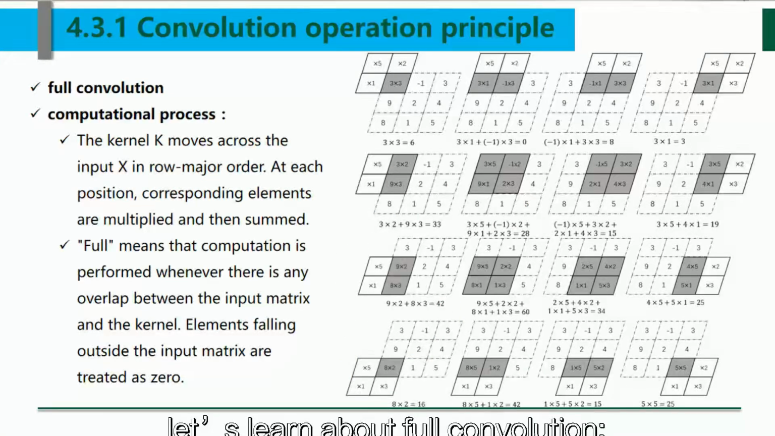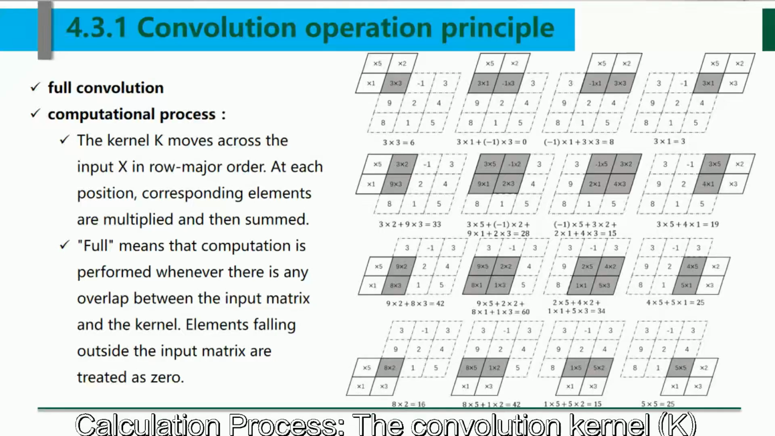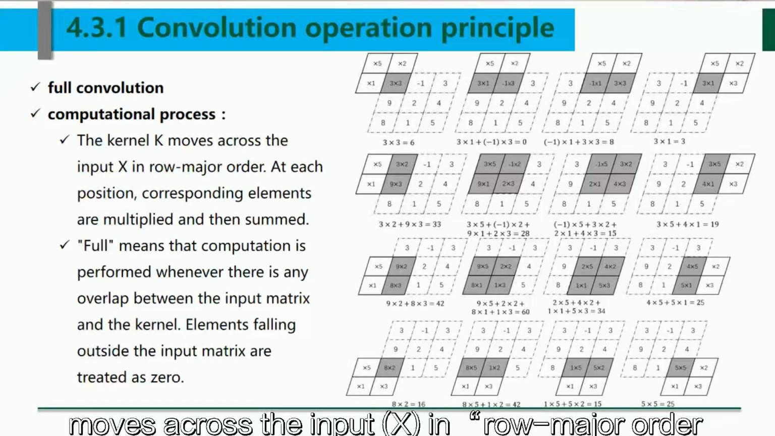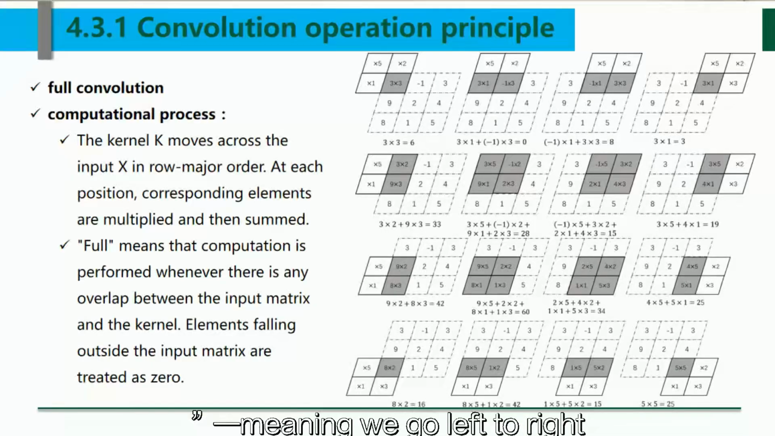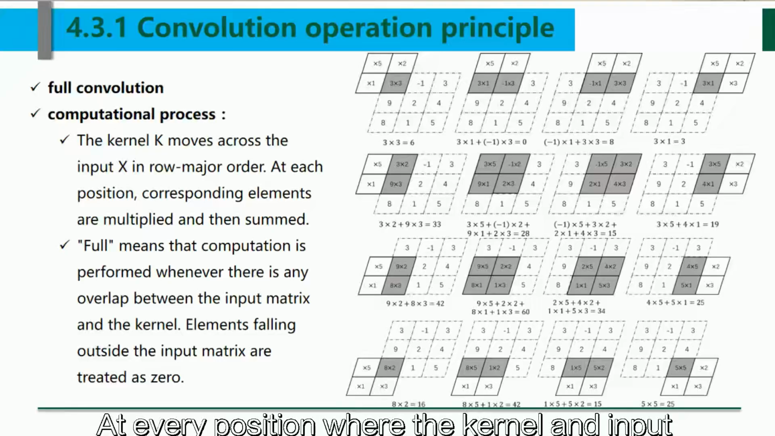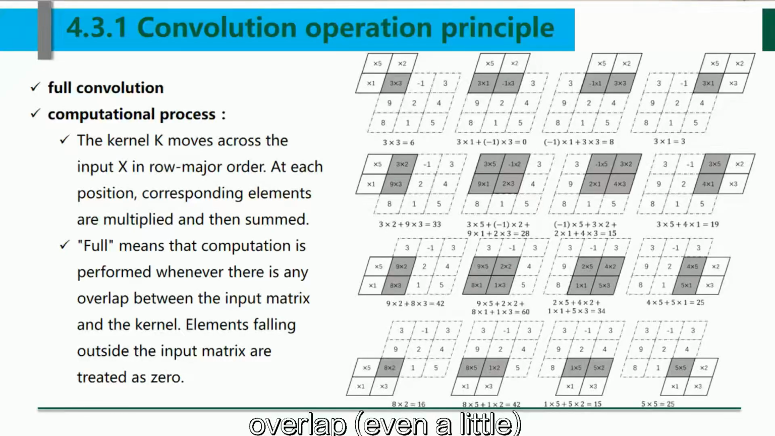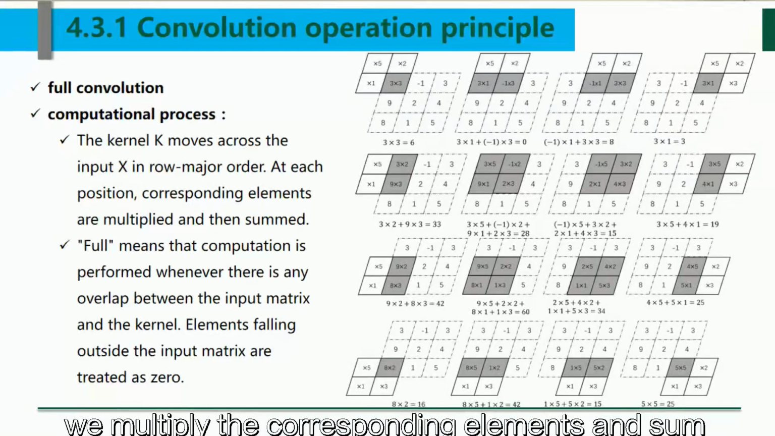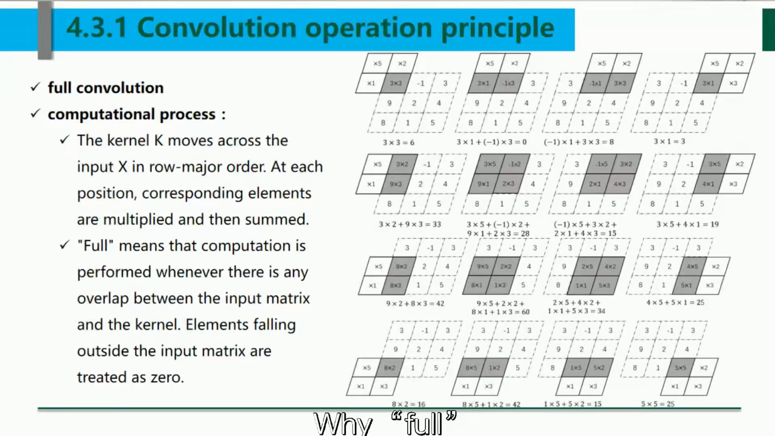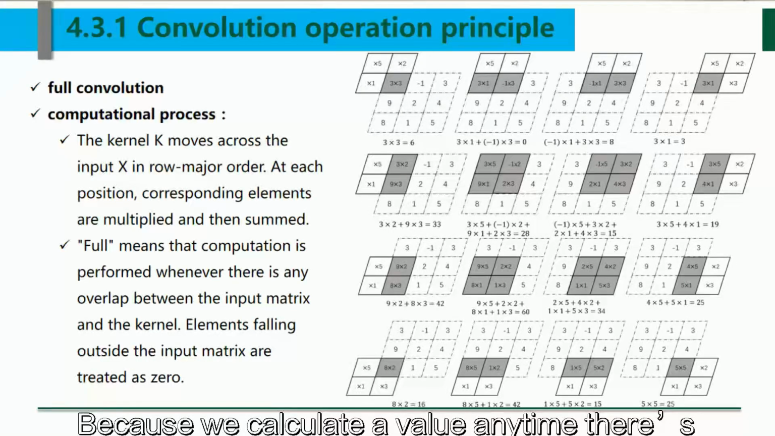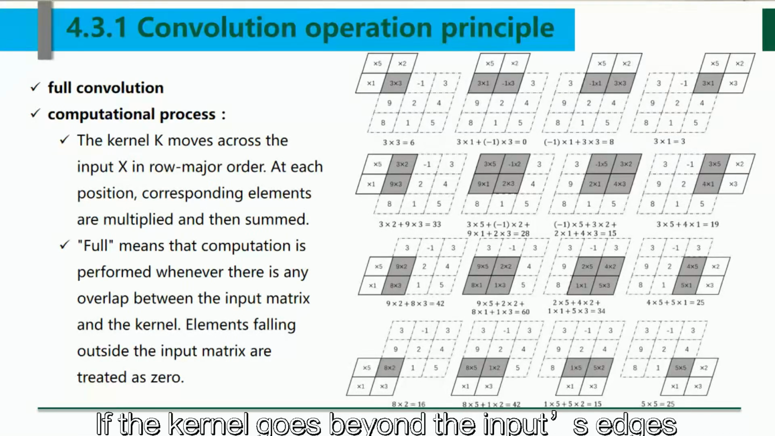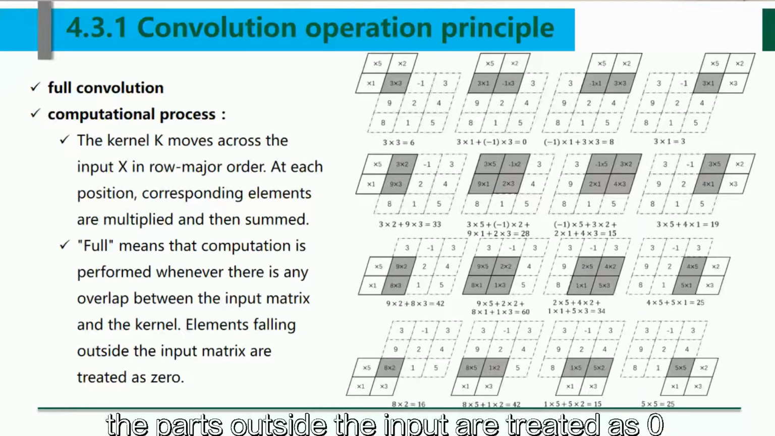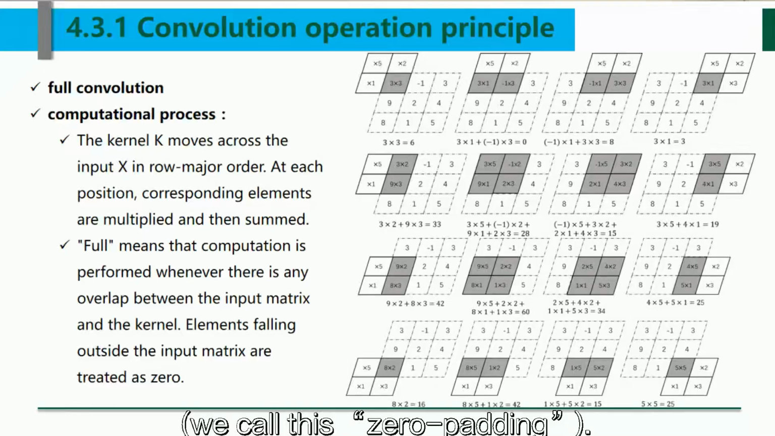First, let's learn about full convolution. Calculation process. The convolution kernel, K, moves across the input, X, in row major order, meaning we go left to right, top to bottom. At every position where the kernel and input overlap even a little, we multiply the corresponding elements and sum them up. Why full? Because we calculate a value anytime there's overlap. If the kernel goes beyond the input's edges, the parts outside the input are treated as zero. We call this zero padding.